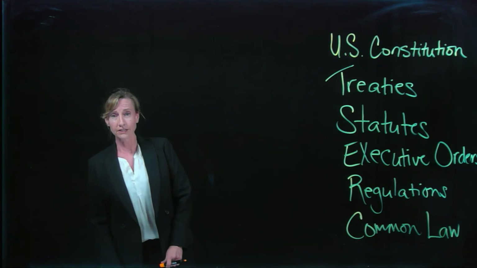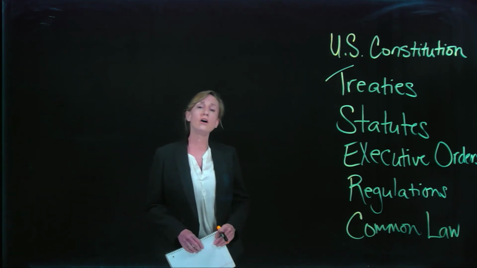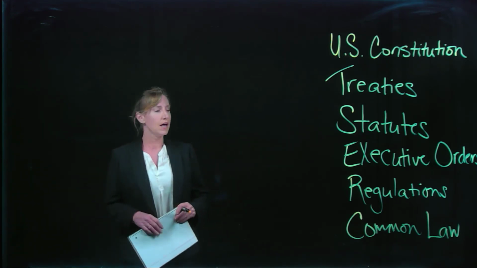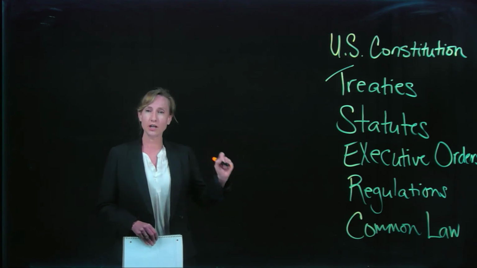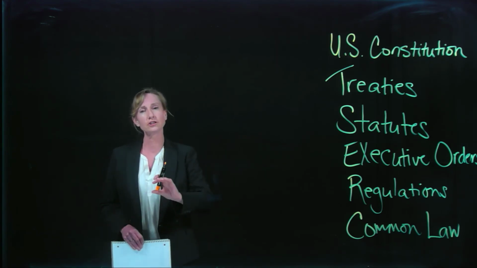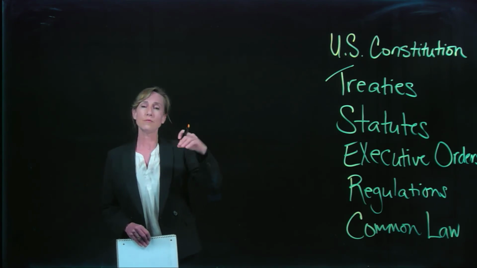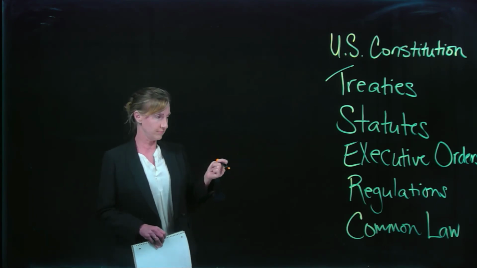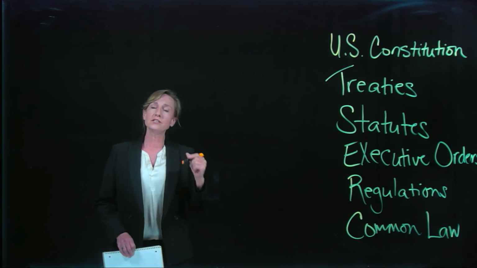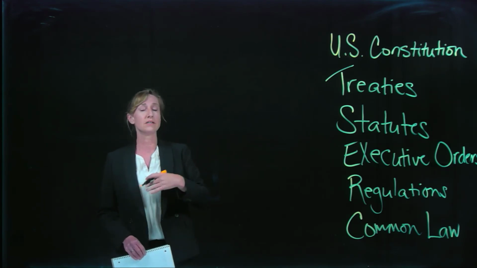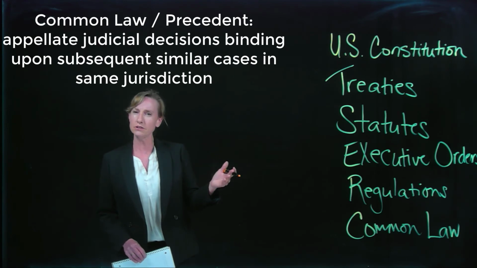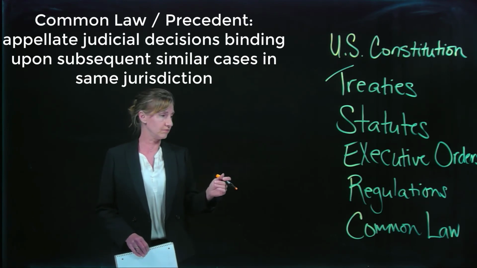Lastly, I have common law. This is judge-made law, also referred to as precedent. These are opinions of appellate judges, so cases that have gotten beyond the trial to the Intermediate Court of Appeals or the highest Court of Appeals. When judges make those decisions, they become law binding upon subsequent cases that are similar in the same jurisdiction.